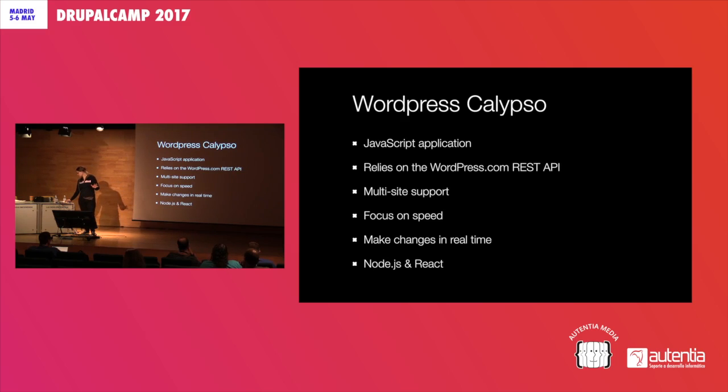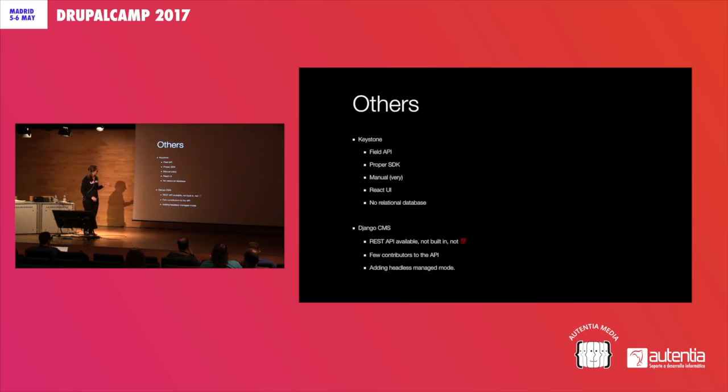There's a few other open source CMSs which are of interest to me right now. One is called Keystone. It's written in JavaScript. It has a field API, very similar to Drupal. It has a proper SDK, and by that I mean when I'm writing a Node application, I can just require or import Keystone, and then it's part of my application. So I'm bringing Keystone into my application. Keystone isn't my application that I then try and build around.